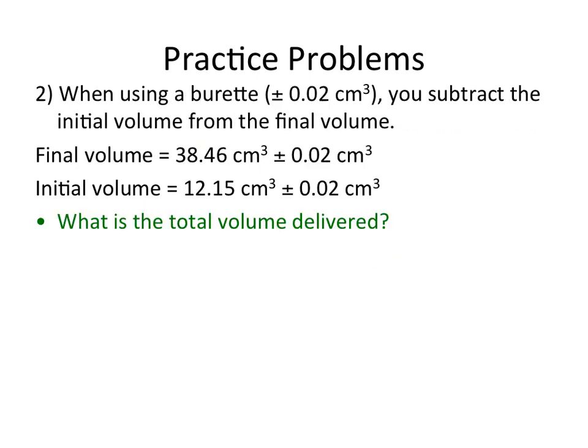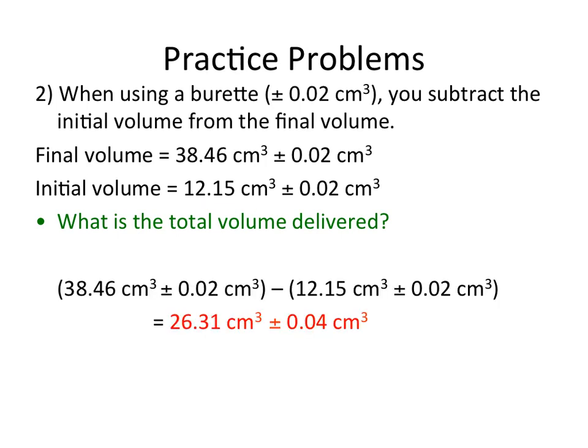Looking at the second sample problem here, we are using a burette, and we are trying to subtract the initial volume from the final volume to get the total volume delivered. So our final volume minus initial volume. So doing final minus initial, here I've written it all out, and it's nice to put these guys in parentheses or brackets because these numbers are going to stay together. And then we subtract and end up with this, but then we add our uncertainties.